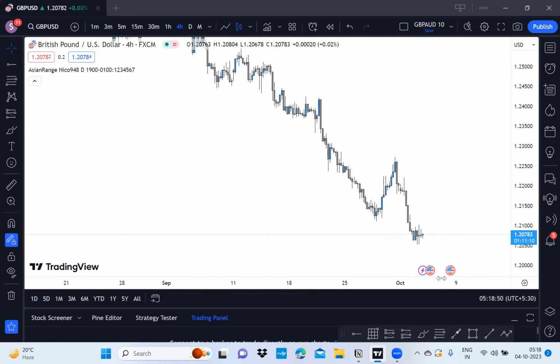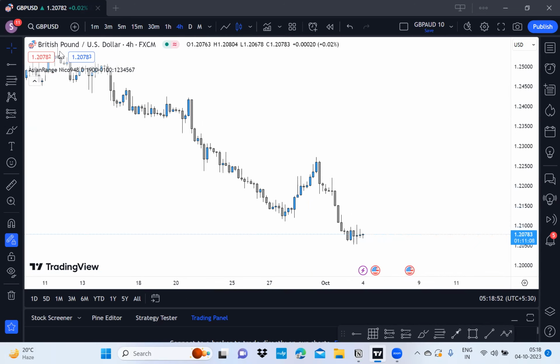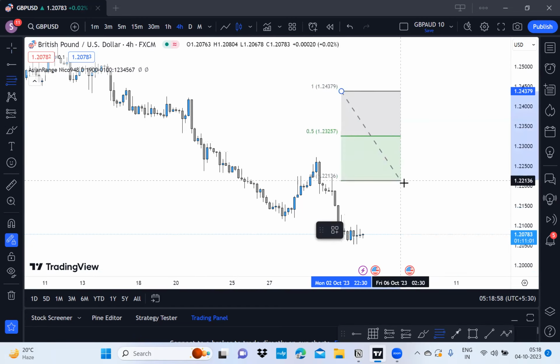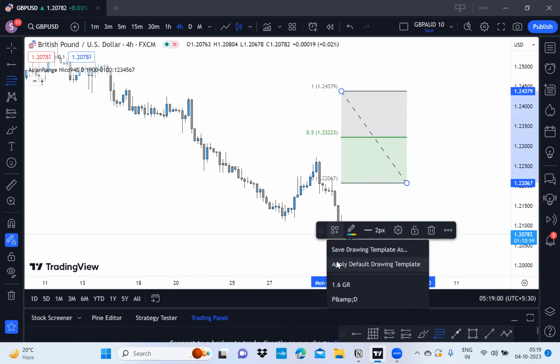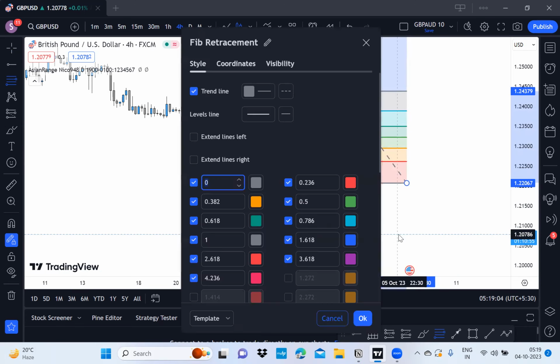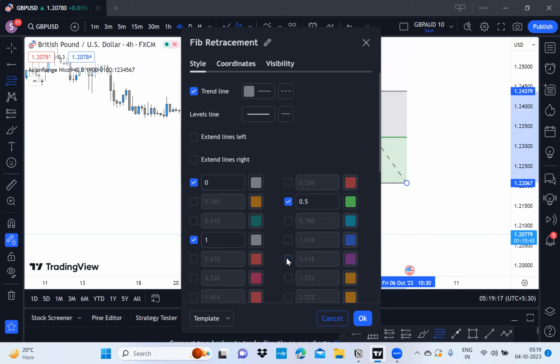Just understand one simple concept. Go to Fibonacci, select the Fibonacci tool, and if you apply it, it will look something like this in the beginning. Just go to the settings, keep 0, remove 0.3, keep 1. Remove everything else. So keep 0, 0.5 and 1. That's it. We need these three levels.